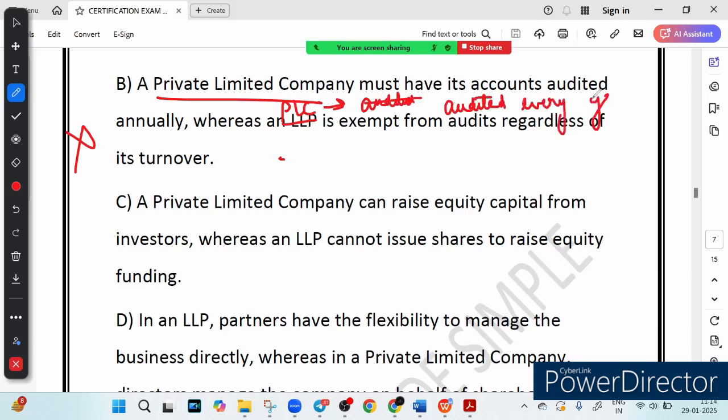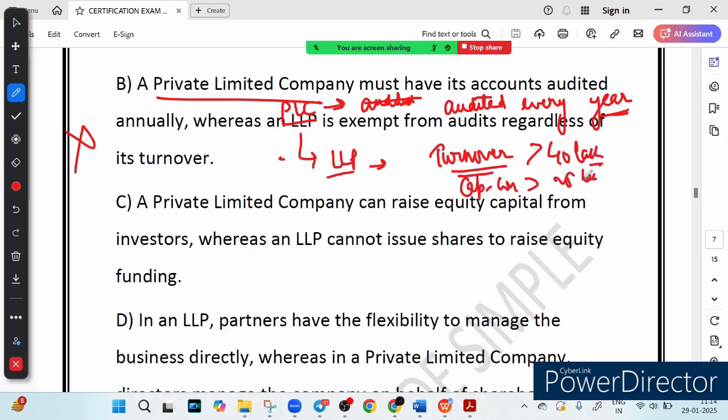So a private limited company must get its accounts audited every year, but saying LLPs are completely exempted from audit is wrong. LLPs are required to get their accounts audited. An LLP must get its accounts audited if the turnover exceeds 40 lakh or the capital contribution exceeds 25 lakh. For example, suppose an LLP is making 50 lakh in turnover. It must get its accounts audited even though it is not a company.